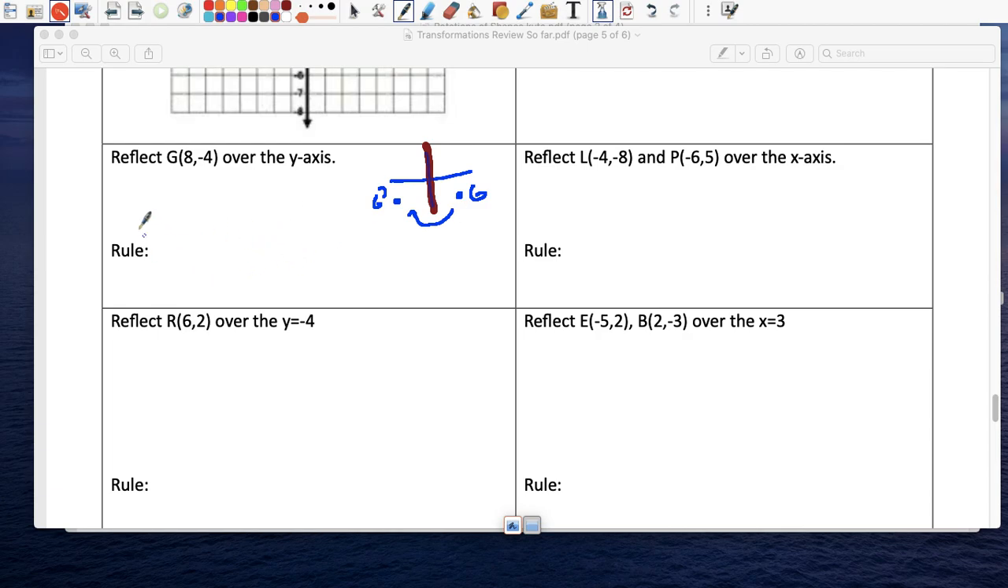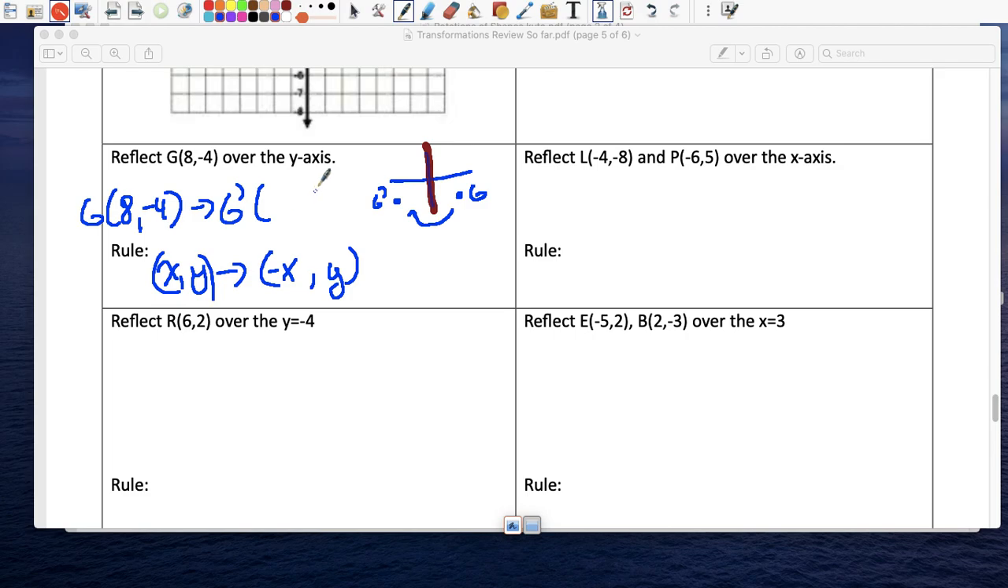So what's the rule? You have x, y. What happens to these two points? Well, the x is going to change. The point G didn't go up and down, so the y stays, but the x is negated. So point G, which is 8, negative 4, is going to become G prime. We're going to negate the x. 8 was positive, it's now negative. The y was negative 4, and that stays the same. Ta-da!